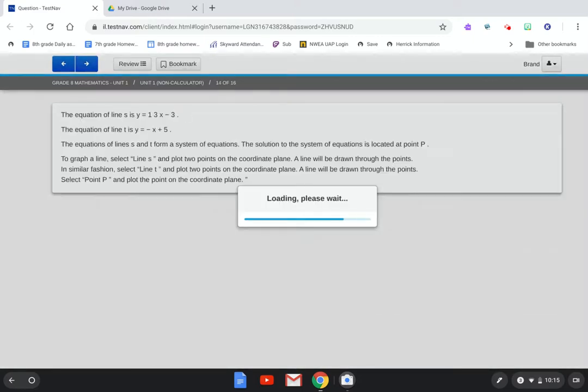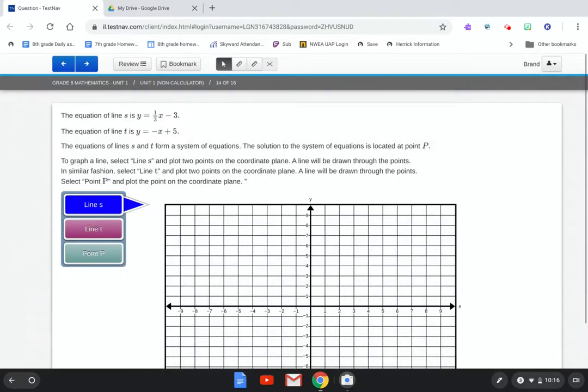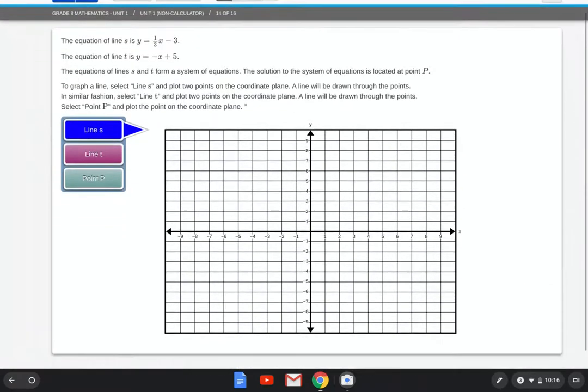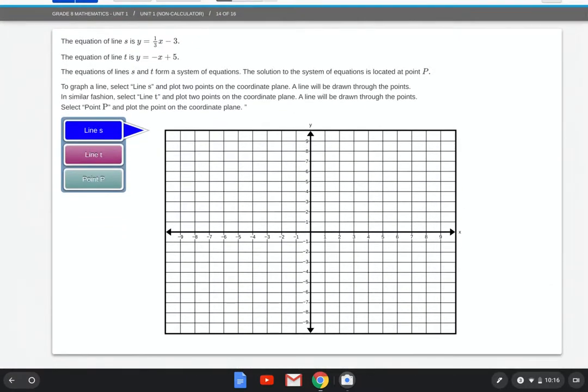All right, we're almost there. So for this one, you just need to graph. It's a system. They want you to solve it by graphing. So the equation of line S, it has a y-intercept of -3 and a slope of 1/3. So we go up 1 over 3. That's your line S. Line T, we start at 5.